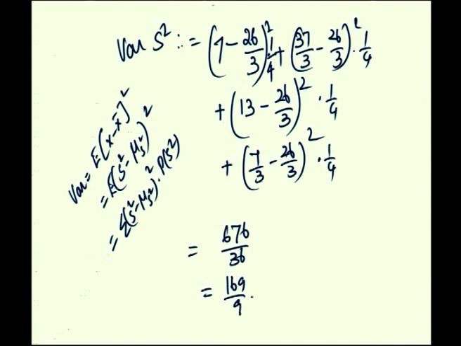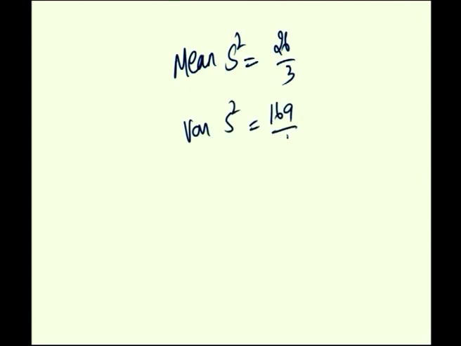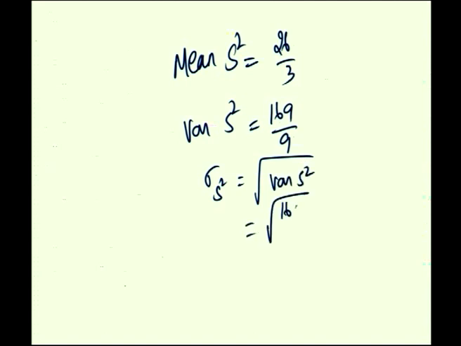That is the variance. So, hence we have just calculated that the mean of s square is equal to 26 by 3 and the variance of s square is equal to 169 by 9. So, the standard deviation of s square is the root of the variance of s square, which is the root of 169 by 9, that is 13 by 3.